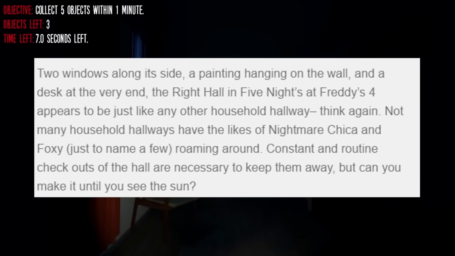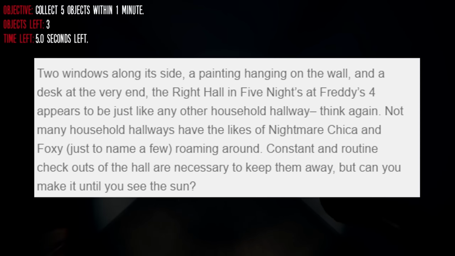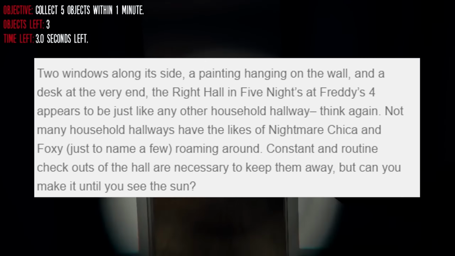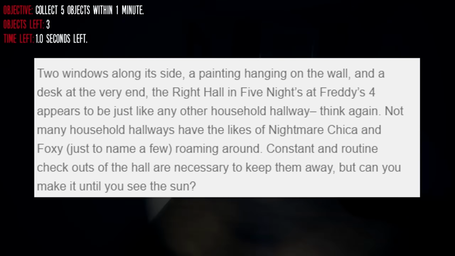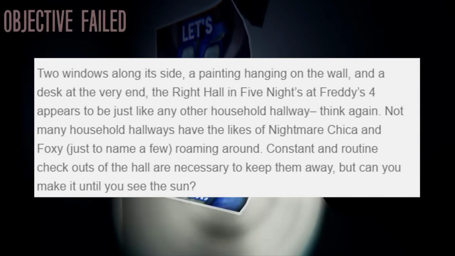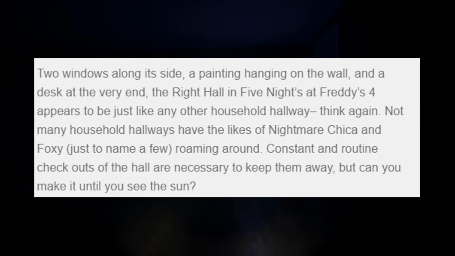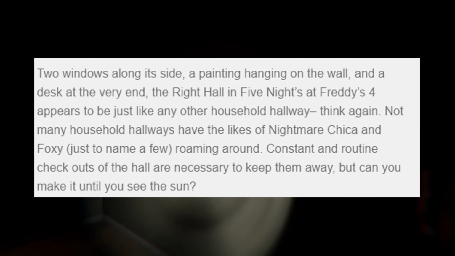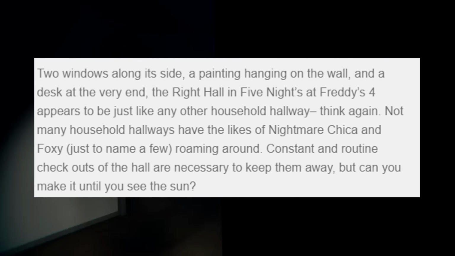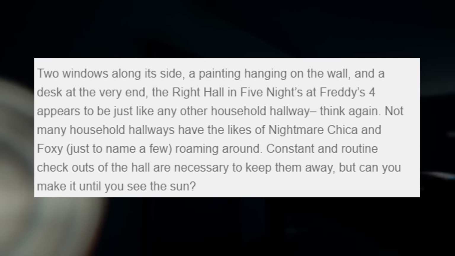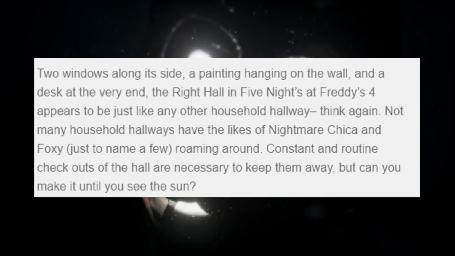It says, two windows along its side, a painting hanging on the wall, and a desk at the very end. The Right Hall in Freddy's Phrase 4 appears to be just like any other household hallway. Think again. Not many household hallways have the likes of Nightmare, Chica, and Foxy, just to name a few, roaming around. Constant and routine checkouts of the hall are necessary to keep them away. But can you make it until you see the sun? So already, they've got a pretty unique little bio right there. That's actually kind of cool how they wrote that.